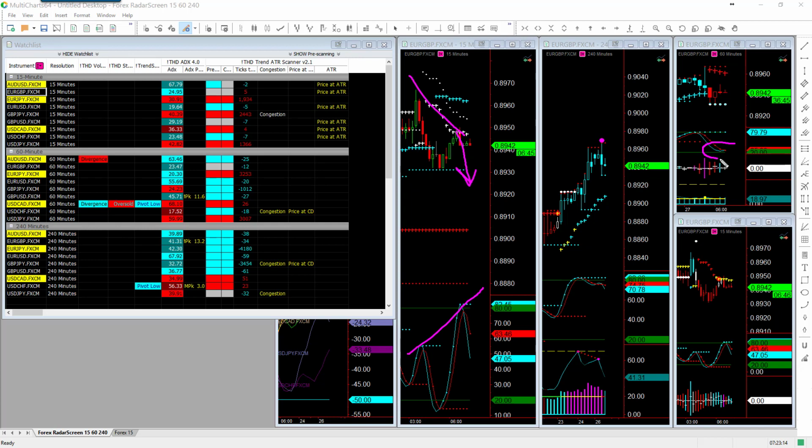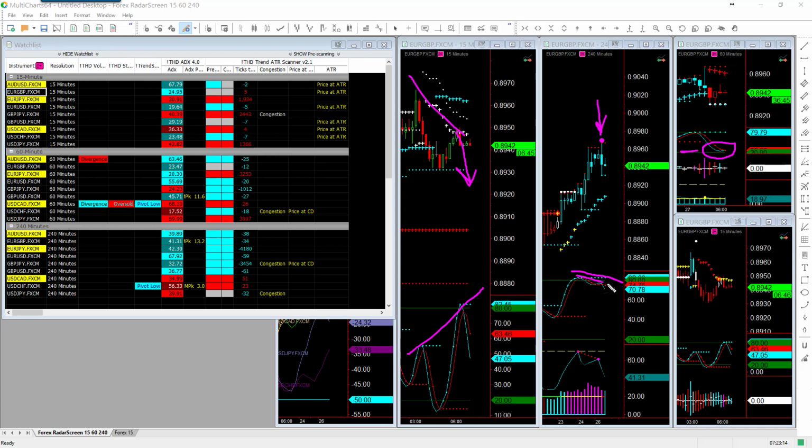Now, over here, you are not overextended. It may look that way, but you're not. You are not below this green line. In addition, you just had trend divergence over here on the 240. That's what this little dot tells you.